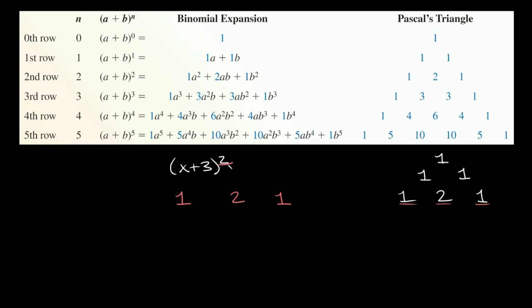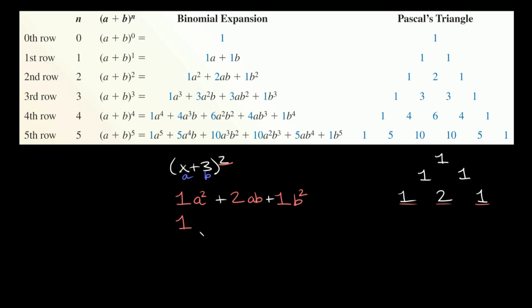Our exponent is a 2 here, so we're going to have a to the 2, a to the 1, and then 0. And then I'm going to do the same thing going the other way: b to the 2, b to the 1, and then 0. And then we're just going to add these up. Now we just need to match the variables with our terms. Remember, this is a and this is b. So our a term is x and our b term is 3.